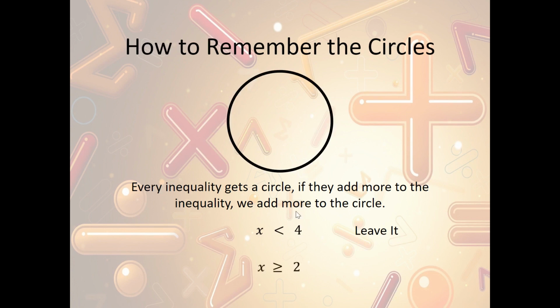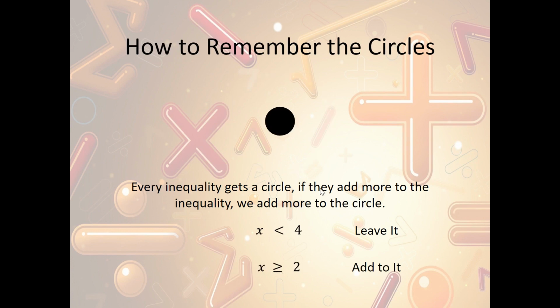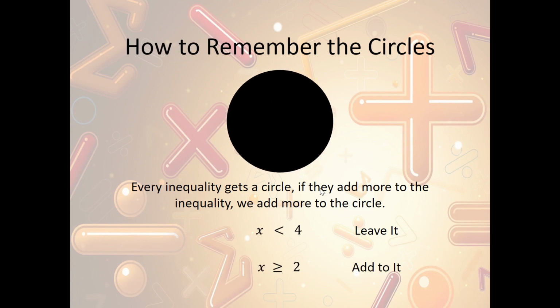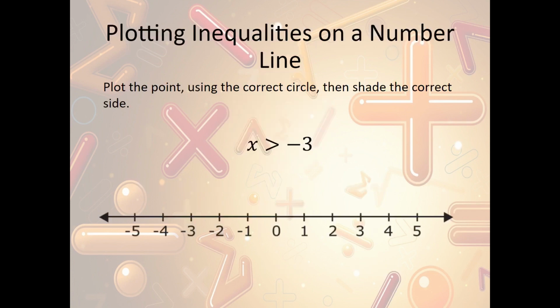Now, if they add something to it, for instance, this one says x is greater than or equal to 2. If they add the bar underneath, so if they add something extra, we add to it as well and shade the circle in. So now, we know that if there's no bar, we leave it as an open circle. If there is a bar, if they add something extra, we add something extra also and fill it in. So let's look at how we plot these inequalities on a number line.